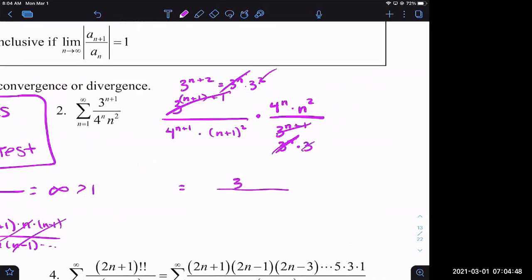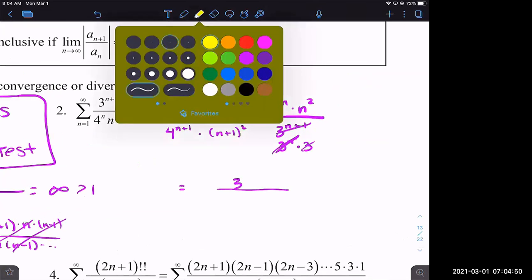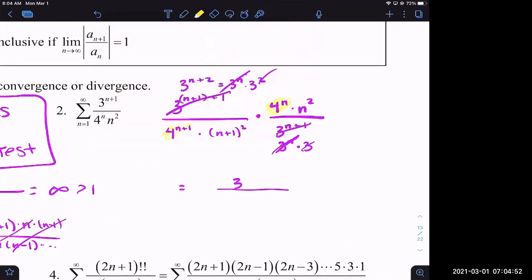Okay, let's look at the 4s. So I have a 4 to the n and a 4 to the n plus 1. What is that going to reduce to? 1/4. It's going to have a 4 in the denominator. Again, because this is 4 to the n times 4, the 4 to the n's are going to cancel, so I'll have a 4 in the denominator. I still have the n squared on top, and I still have the n plus 1 squared in the denominator.